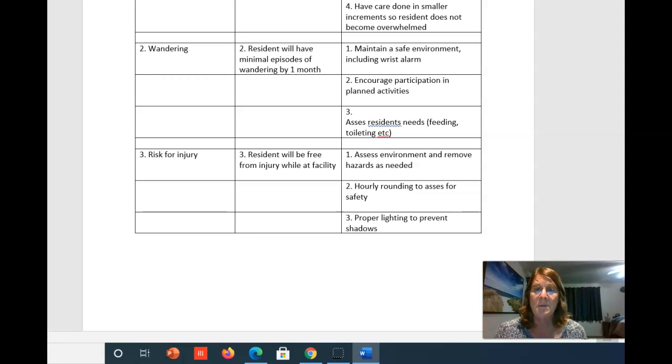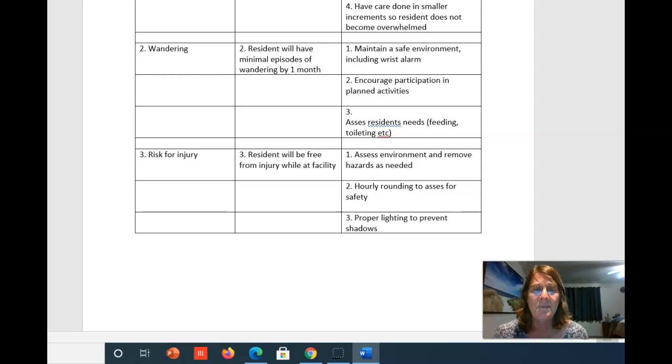Another potential problem I put was risk for injury. And so their goal might be that they will be free from injury while at the facility. Now, that would be a fabulous goal, not always realistic. You guys, it's not going to be practical that we can always keep people 100% free from accidents and injury, no matter how hard we try. But our goal is always to try to keep them injury-free as much as we possibly can without restricting their mobility.